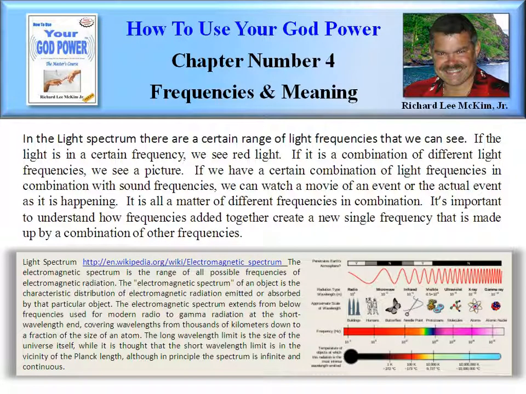In the light spectrum, there are a certain range of light frequencies that we can see. If the light is in a certain frequency, we see red light. If it is a combination of different light frequencies, we see a picture. If we have a certain combination of light frequencies in combination with sound frequencies, we can watch a movie of an event or the actual event as it is happening. It is all a matter of different frequencies in combination.